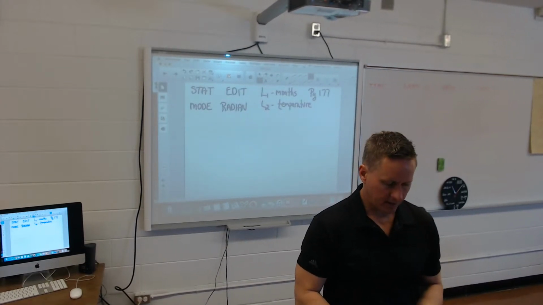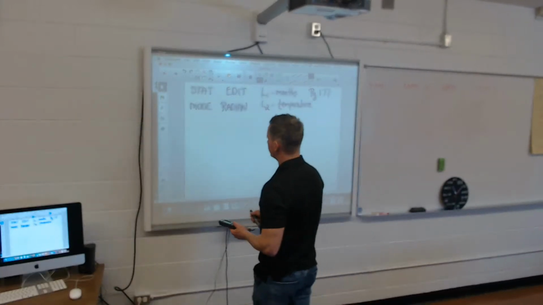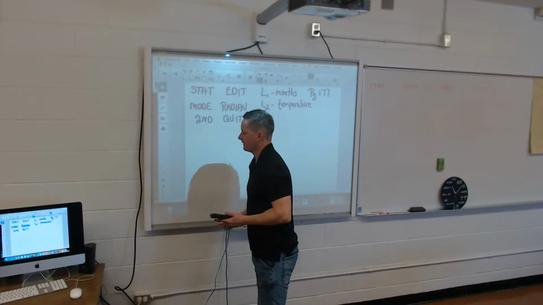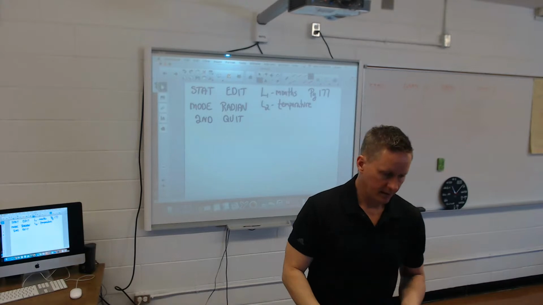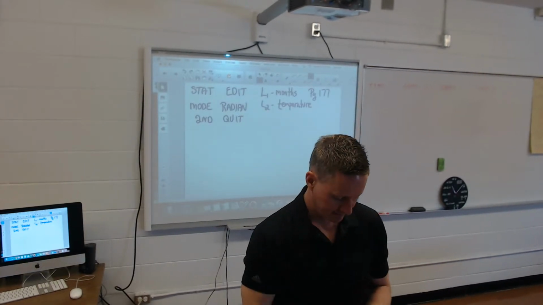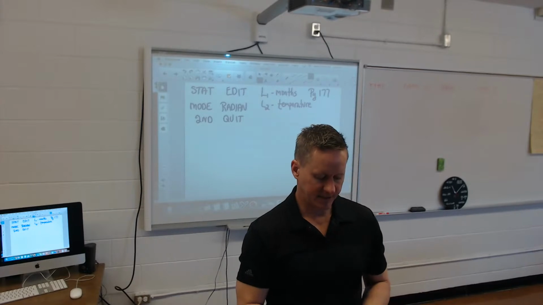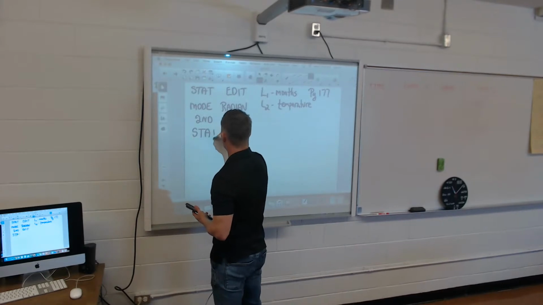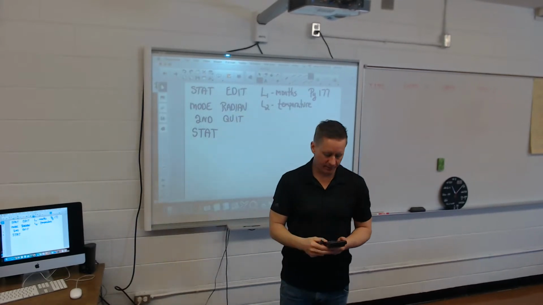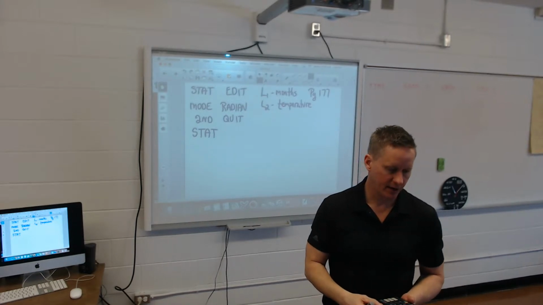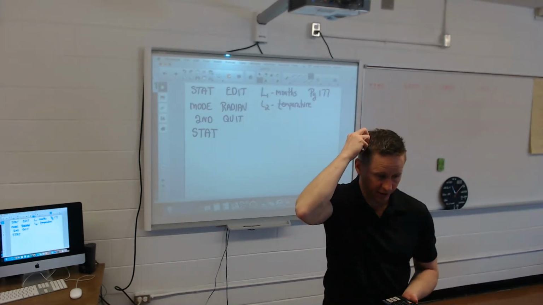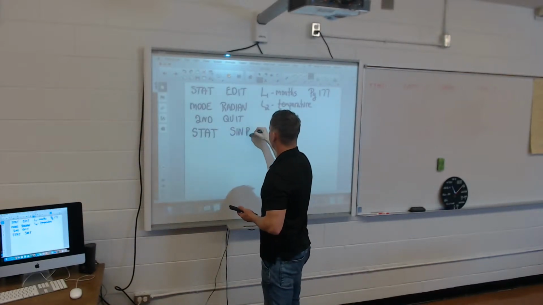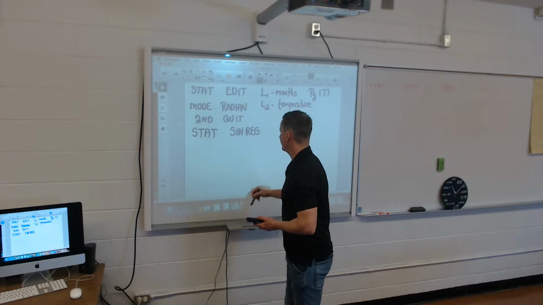Now that I've got that in there, I go to my solver screen. So hit second function, quit. Now I'm going to hit stat again, and I'm going to find my trig regression, my sine regression. If you hit up on the cursor, it'll take you right to sine regression. So I go stat, sine regression, and then enter.